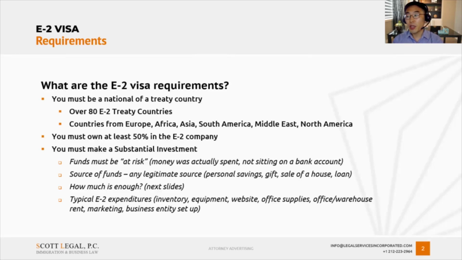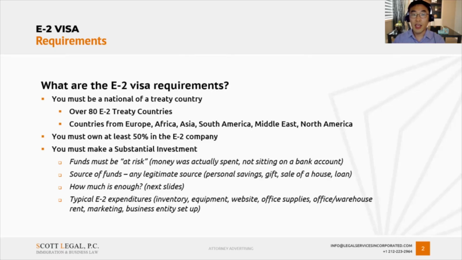Typical E-2 expenditures. This bullet point is to show you how you should spend your investment fund for your E-2 visa applications. You do not want to spend several $100s on a beautiful dinner with a potential business partner and claim it as a business expense.